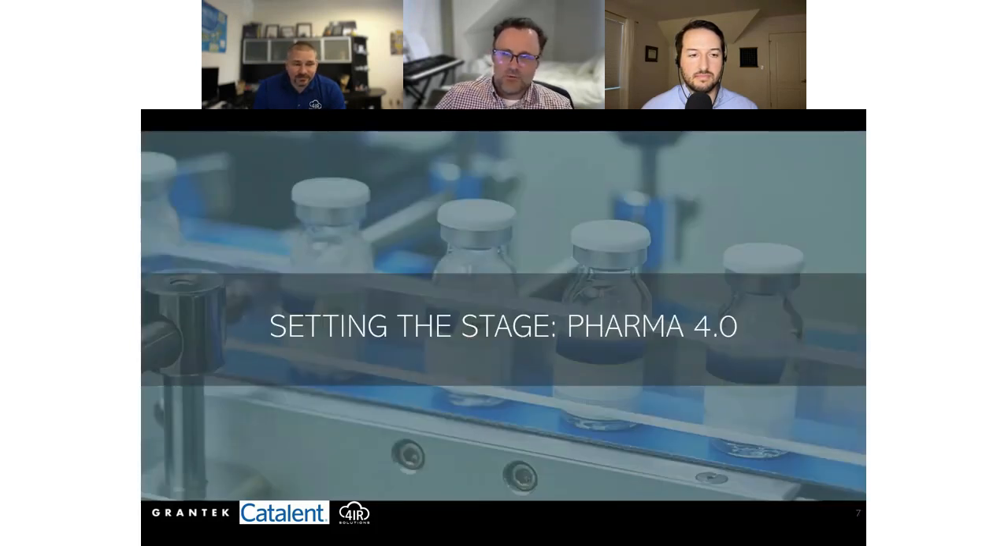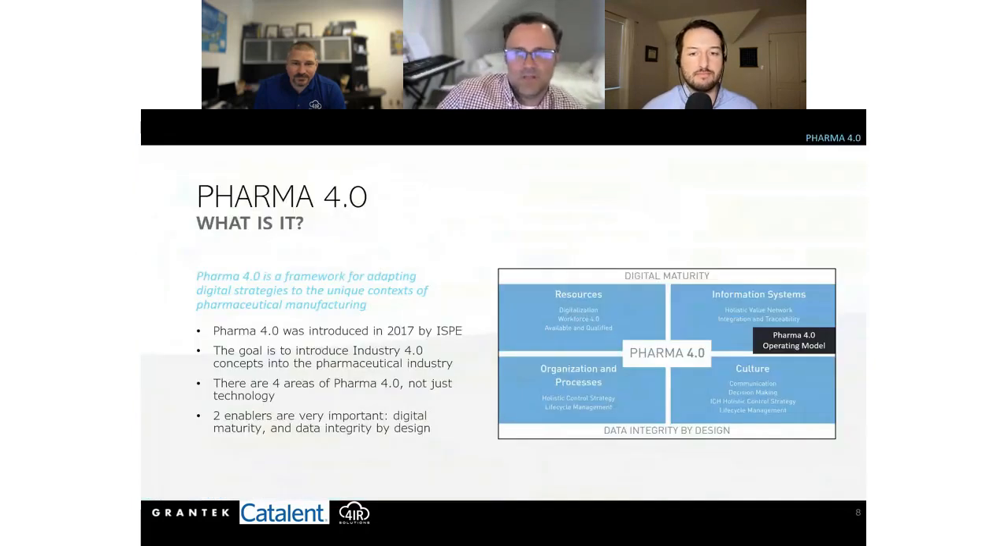Okay, so now we'll take a quick look at Pharma 4.0, just what it is, how it relates to Industry 4.0, and jump into some more focused discussion around the cloud, and then we'll get into our panel discussion. First off, it's key to understand that Pharma 4.0 is not just mapping Industry 4.0 technology into the life sciences industry. It goes a lot deeper than that, as we'll demonstrate.